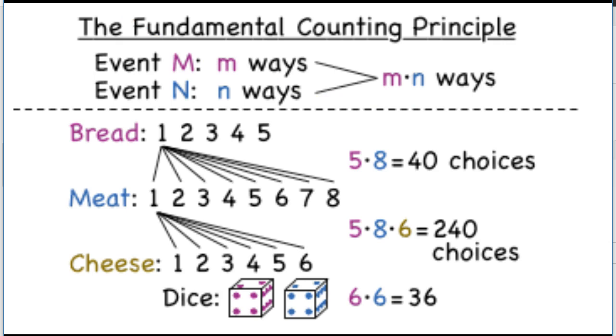So, for example, if I had 5 different kinds of bread and 8 different kinds of meat and 6 different kinds of cheese, and I wanted to know how many different ways I can combine the bread, the meat, and the cheese, it would be 5 times 8 times 6, or 240. So that's basically the way the fundamental counting principle works.